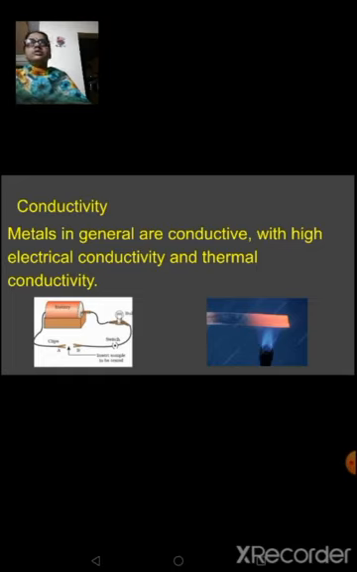Thermal conductivity means it will allow heat to pass through them. When gold ornaments are made, the gold is heated and then beaten and then given its shape. It's cut and molded. Iron is heated at a very high temperature and then beaten to give its shape. So it can withstand a very high amount of heat, or it can allow heat to pass through it. That property is what is called conductivity. It means the property of metals allowing heat and electric current to pass through them.